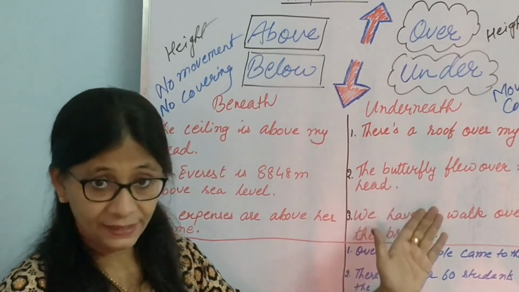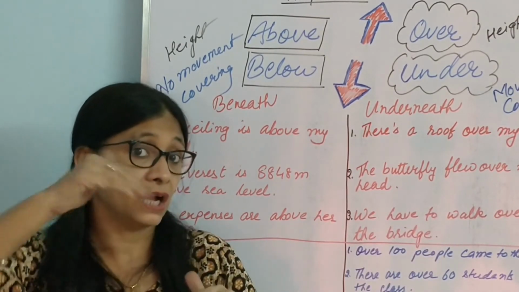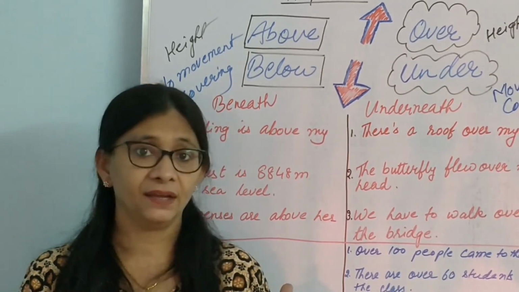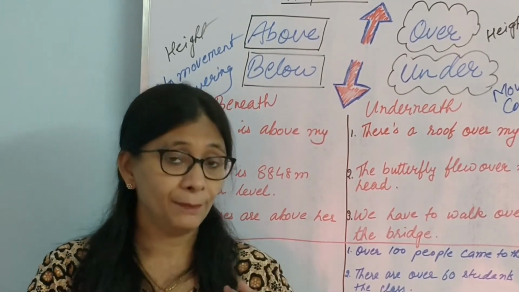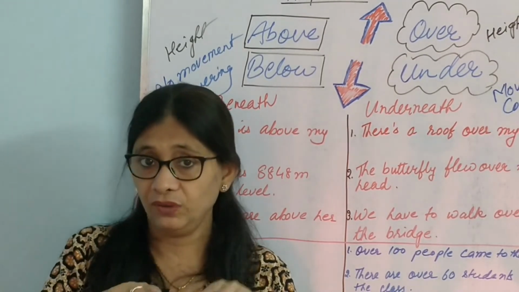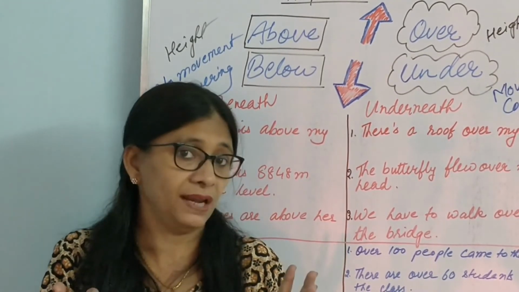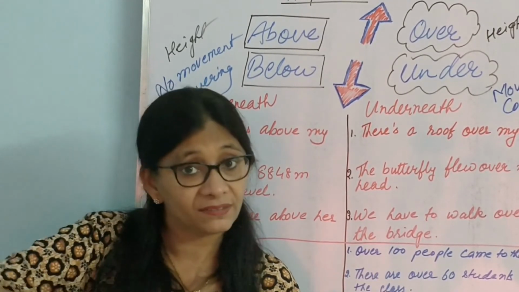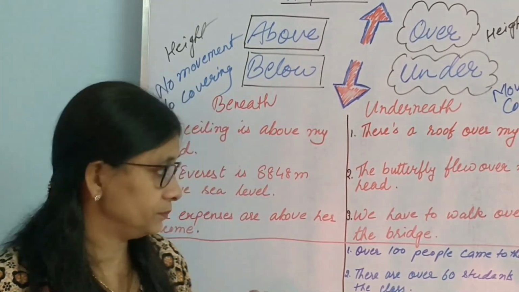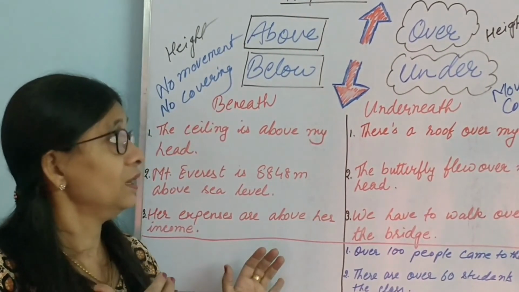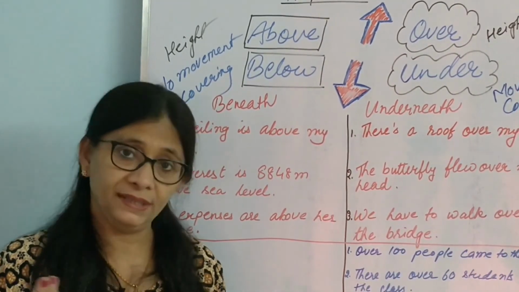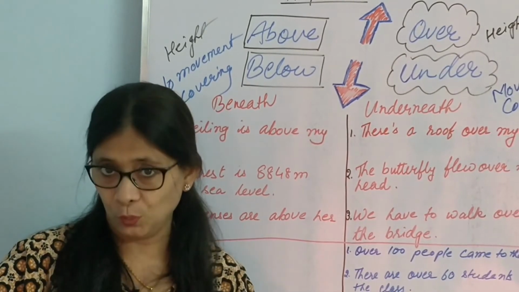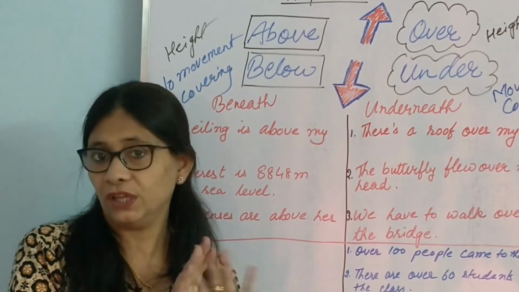And with under, as it was with over, there is cover. Like when we are sitting at the table, we keep our legs under the table. The legs are not seen when we are sitting, isn't it? They are covered by the table. So our legs are under the table. So under and below are conceptually the same as above and over, just the opposite words. In under there will be cover. In below there will be no cover.